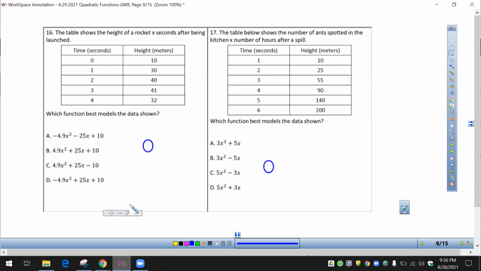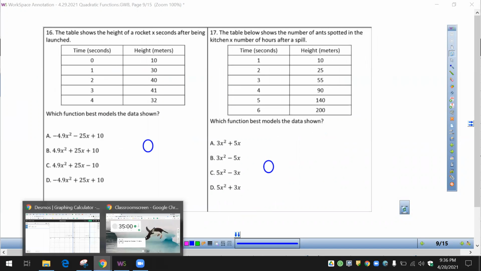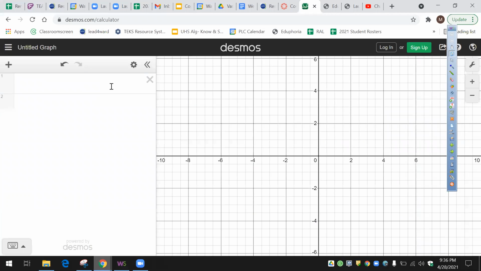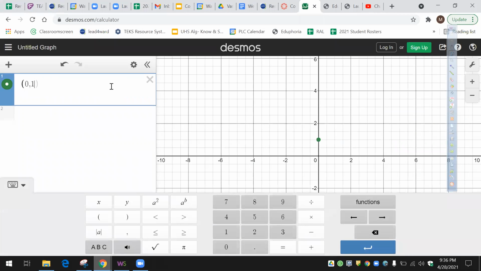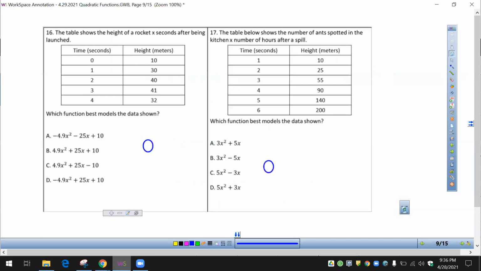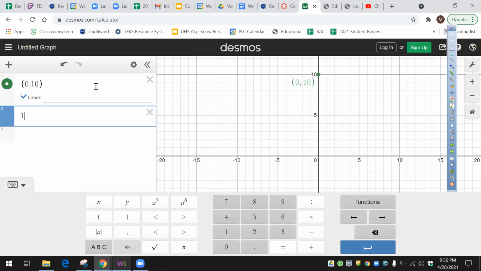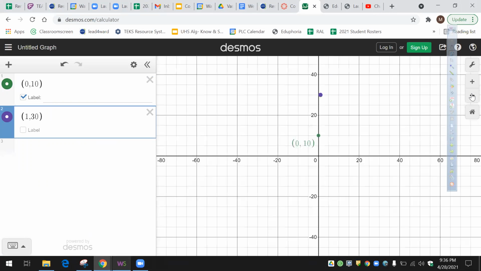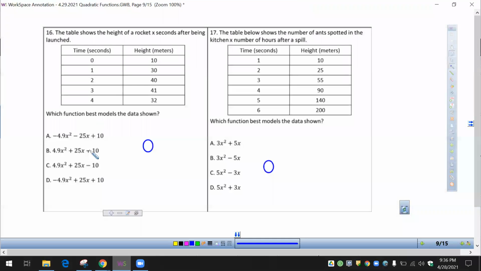All right, on 16, I need you to plot 2 points, 0, 10. Label it, right? And then if you can't see it, zoom out. And then you want to plot 130. Then zoom out a bit, right? And then you want to graph one of these equations and see which one goes through those 2 points, all right? And this one is best models, so it might not go exactly through all the points, all right?